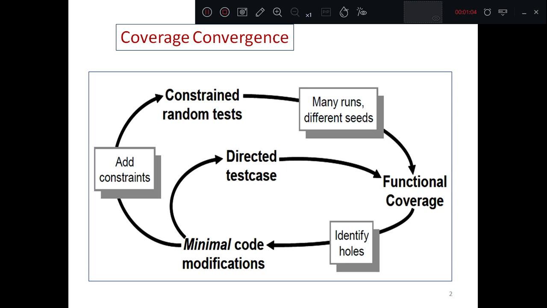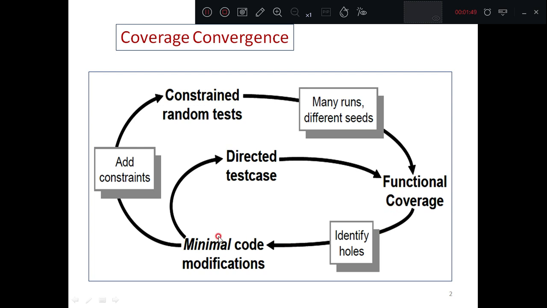Already we have seen what is coverage convergence. This is a diagram of coverage convergence, where we start with the constrained random tests and run many simulations with different seeds. Then we see the functional coverage. If it is not as per our requirement, we need to identify the holes, make minimal code modifications, add constraints again, and run many simulations through the constrained random test with different seeds. This entire procedure is repeated until we achieve the functional coverage.